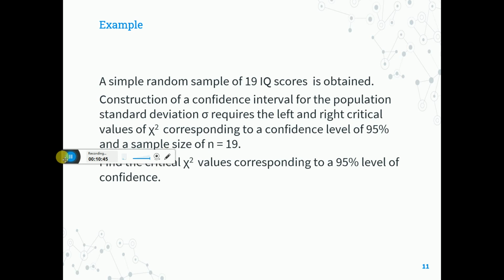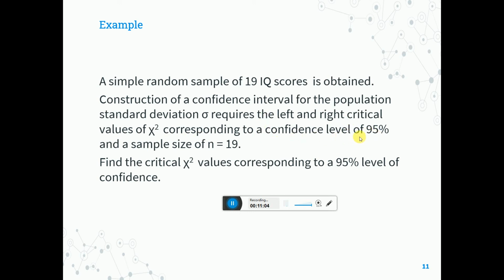So let's go ahead and try an example. Let's look up some values using Excel. A simple random sample of 19 IQ scores is obtained, and the construction of a confidence interval for the population standard deviation requires the left and right critical values for a chi-squared corresponding to a confidence level of 95%.